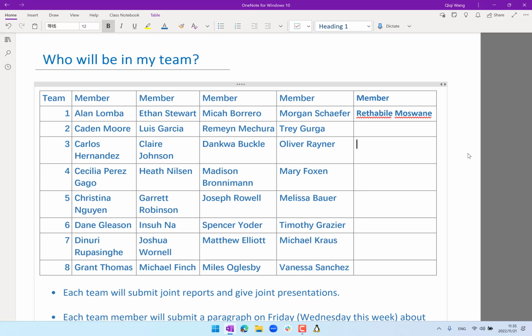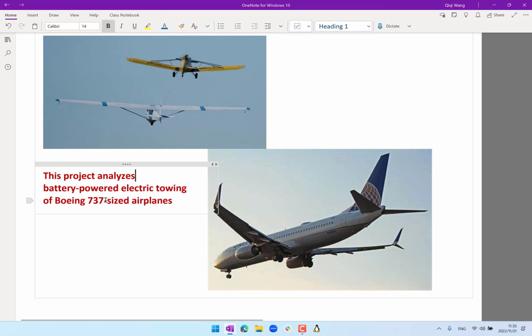Use the 800. Let's use the 800. If you see multiple versions of the 737, use the 800 as the reference. So let me just make sure.